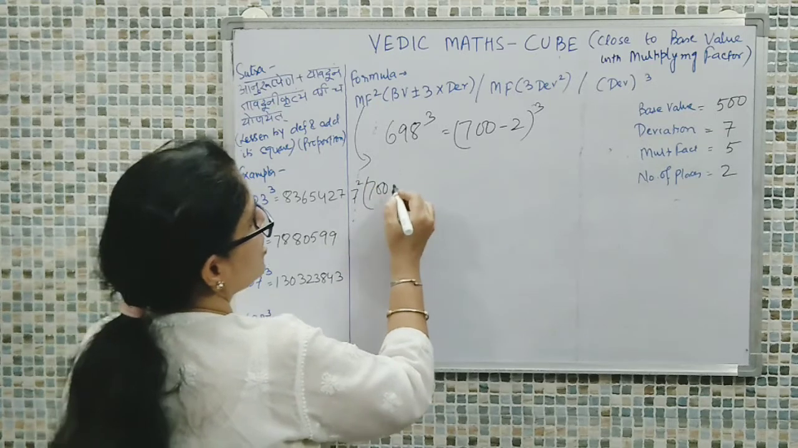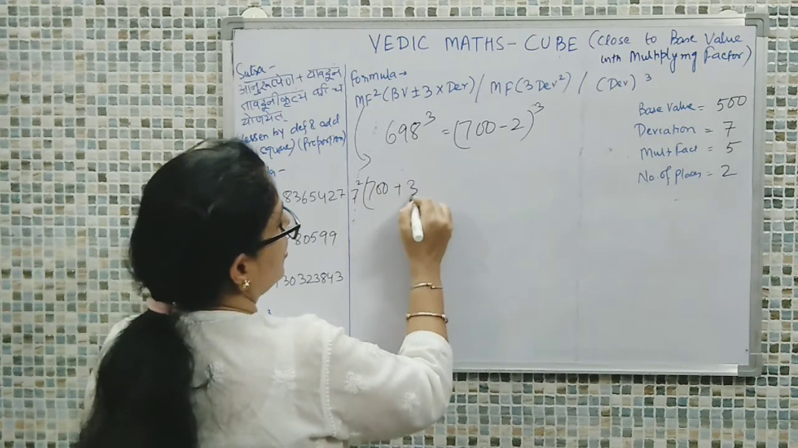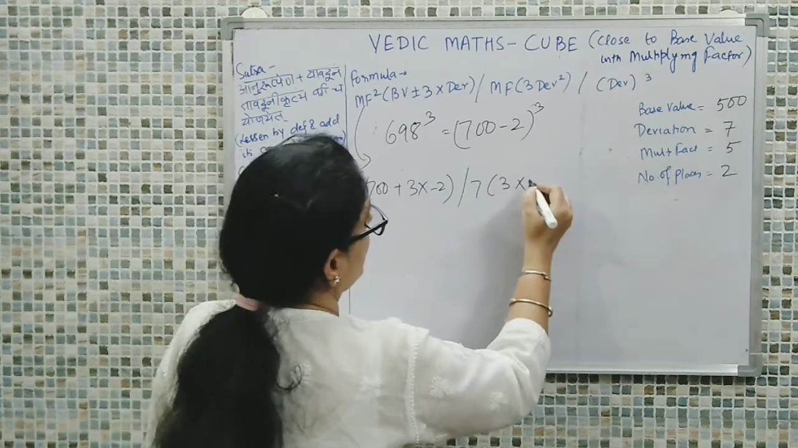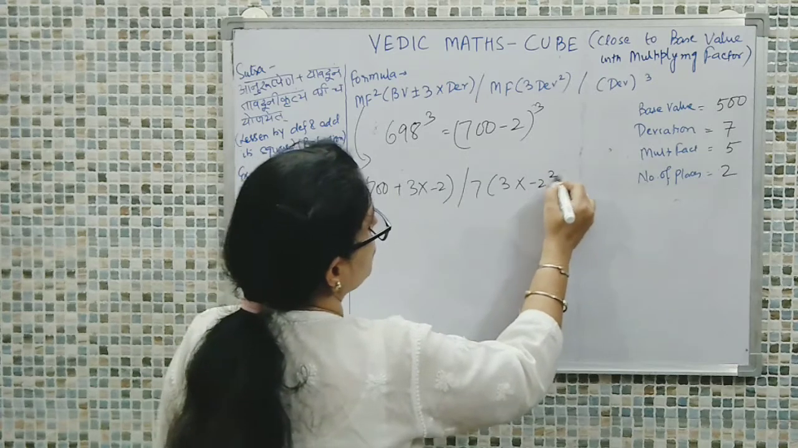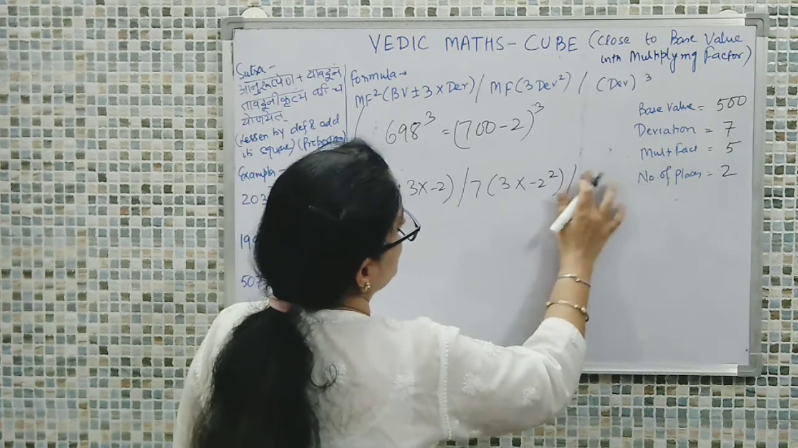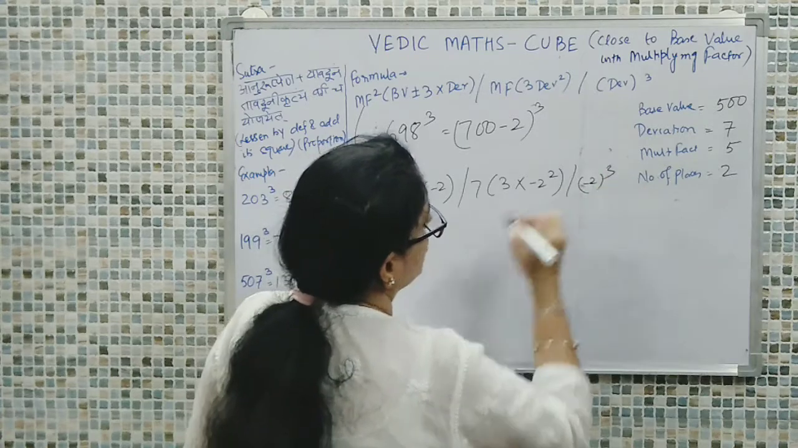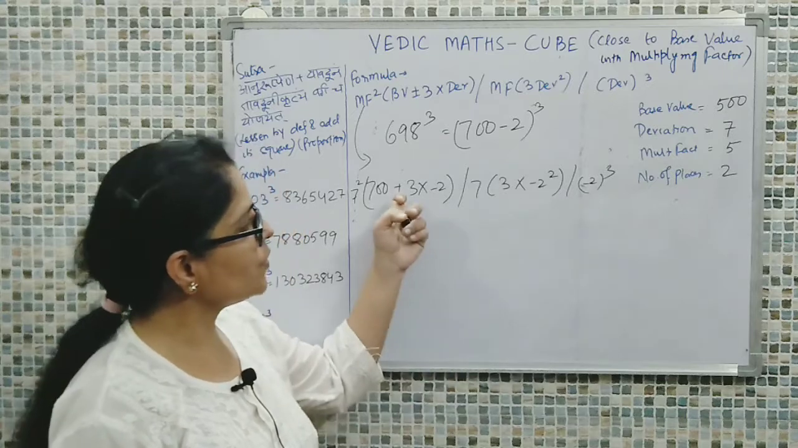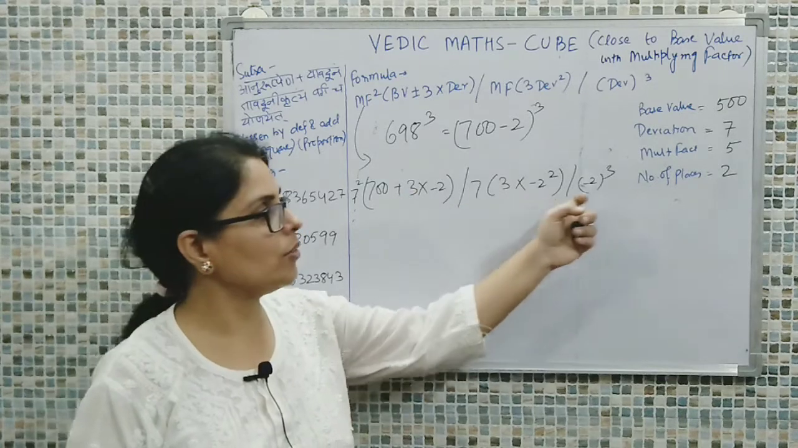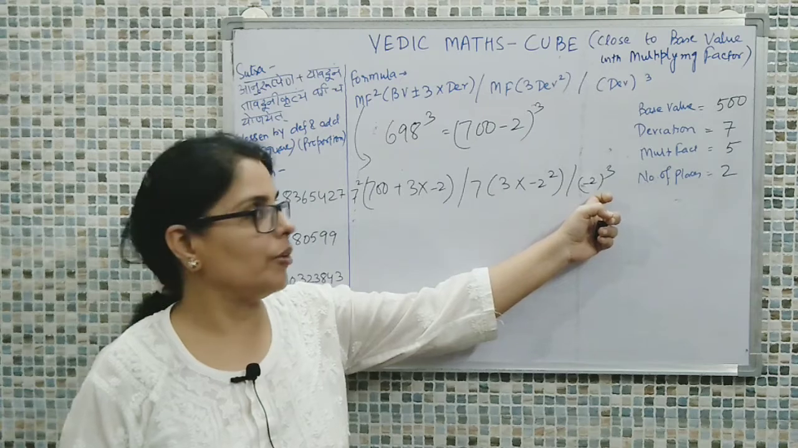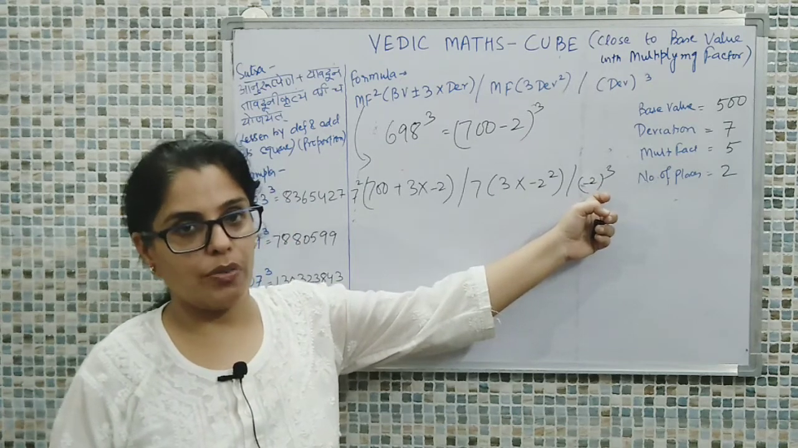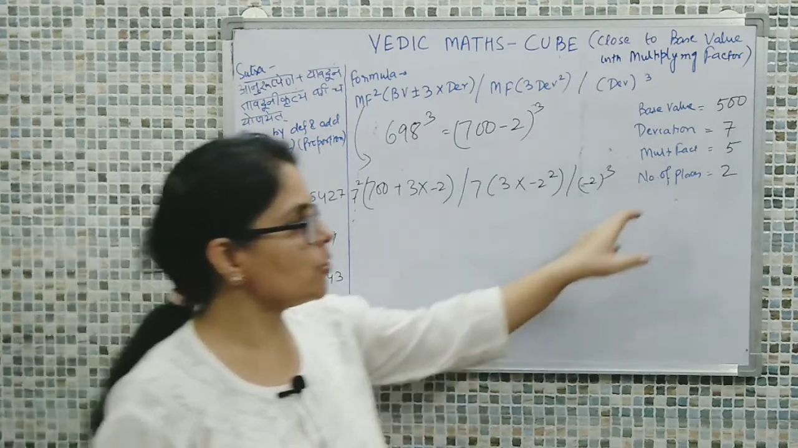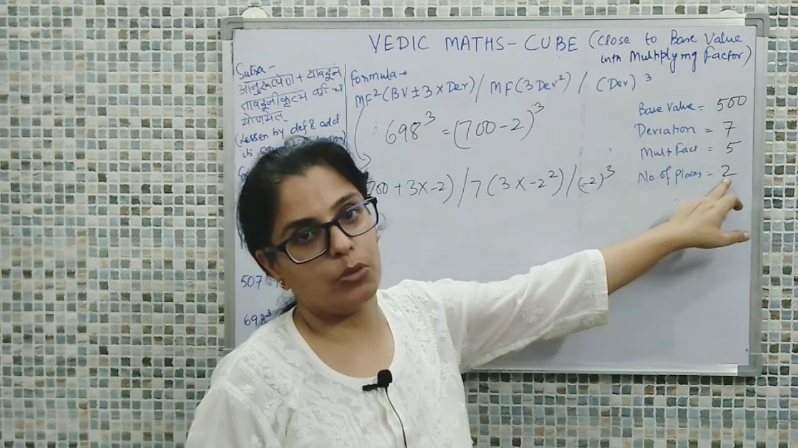So 7 square into (700 + 3 into minus 2), the multiplying factor is 7 times 3 into the square of the deviation, the deviation being minus 2 square, and the last will be the deviation minus 2 whole cube. So this way the calculation has to be done. The only thing you need to make sure of is that this value is going to be positive, and this is going to be definitely negative. So convert this particular value into a positive value. Another thing you need to make sure of is that before converting into a positive value, you have the requisite number of places available over here.